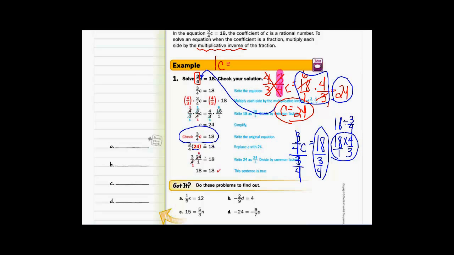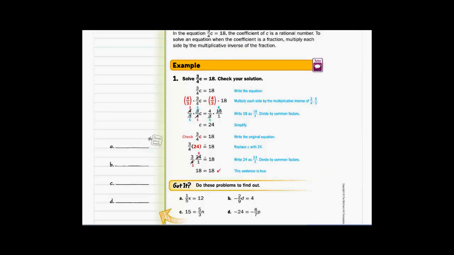All right, I am not going to require that you check it, but often if you say, why did I miss this one, or is this one right? If you bring me your paper and say, is this one right? I'm going to say, I don't know. Did you check it? So you might want to get into the habit of doing that. All right, I want you to go ahead and pause it and try these 4 examples here at the bottom, A, B, C, and D.